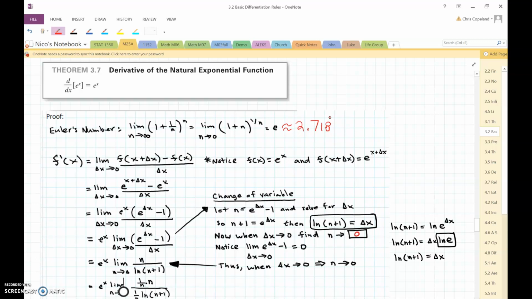It goes on forever. And this limit that we're going to look at mostly here, when we take the limit of the function 1 plus n to the 1 over n power as n goes to 0, that's going to equal e, which is this 2.718. Okay, so let's look at this.